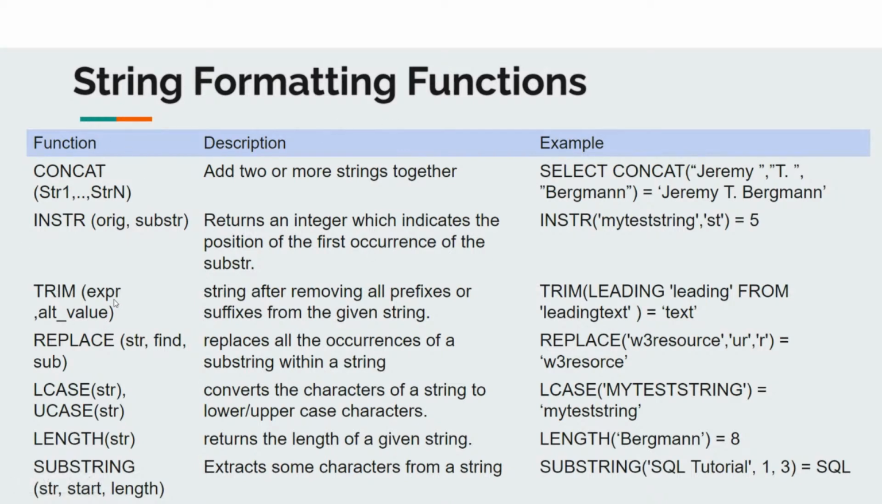All right, so you can trim. You can remove all prefixes or suffixes from the given string. Usually I'd use trim for blank spaces if the text has blanks at the beginning or at the end. But you can also trim certain strings from the text. So say your text was leading text and you wanted to trim the leading from it. You would remove that part of the string and it would just leave you with text.